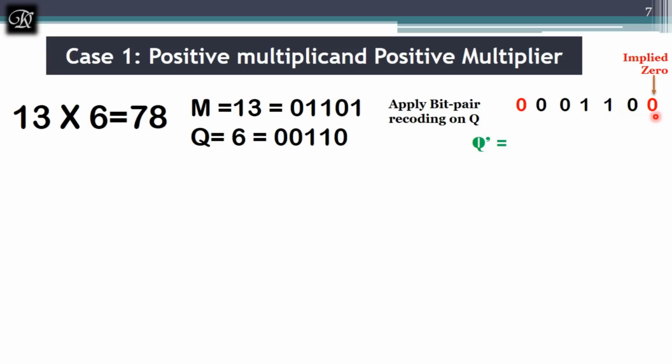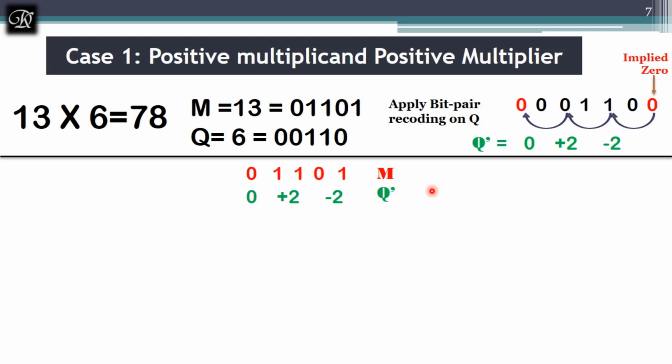Now make a group of 3. 1, 0, 0, as we have already seen, is minus 2, and 0, 1, 1 is plus 2, and when all are the same, it's 0. This is the new multiplier. Next we will see how to multiply. This is the M and this is the new multiplier Q dash.